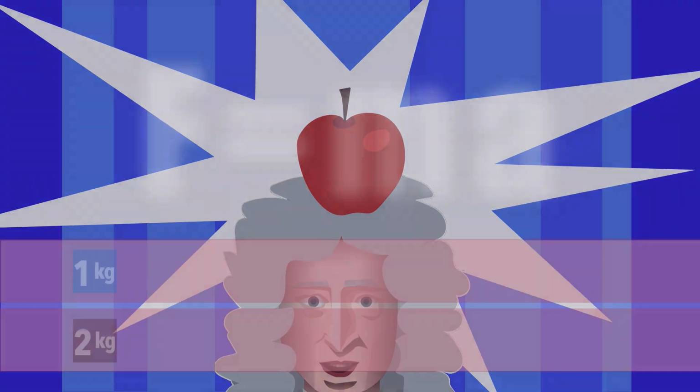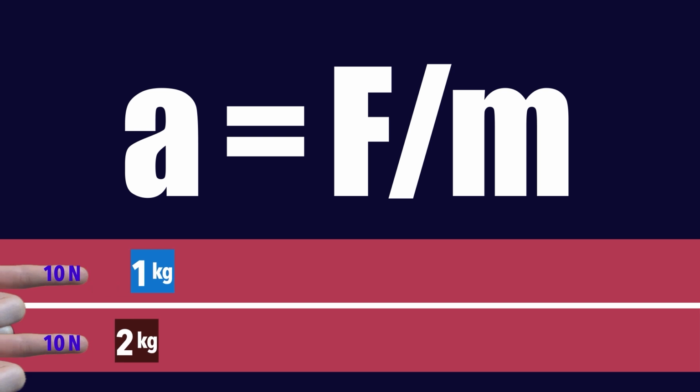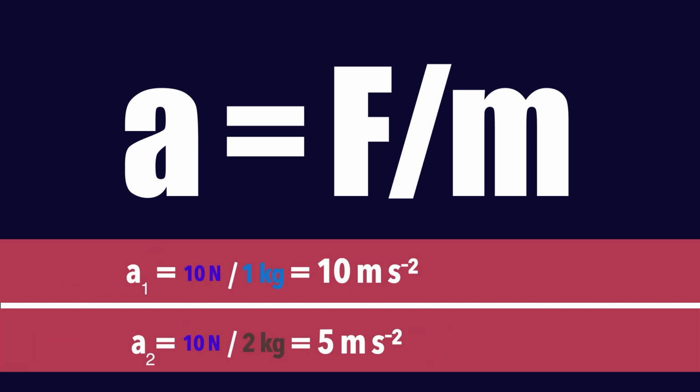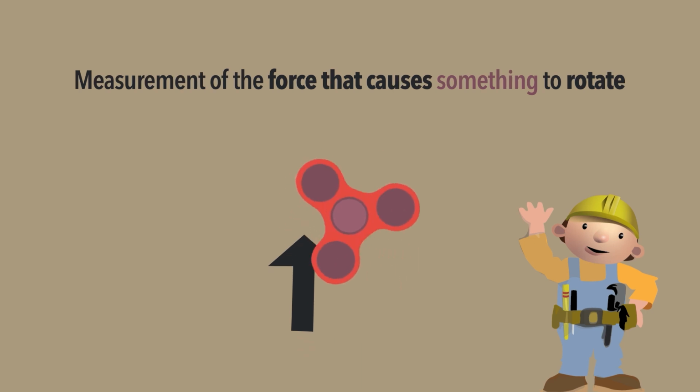From Newton's laws of motion, we know that force equals mass times acceleration, in which the acceleration of an object caused by a force is equal to the force divided by the object's mass. How do we describe a rotating force, though? We can use torque. Torque is the measurement of the force that causes something to rotate.